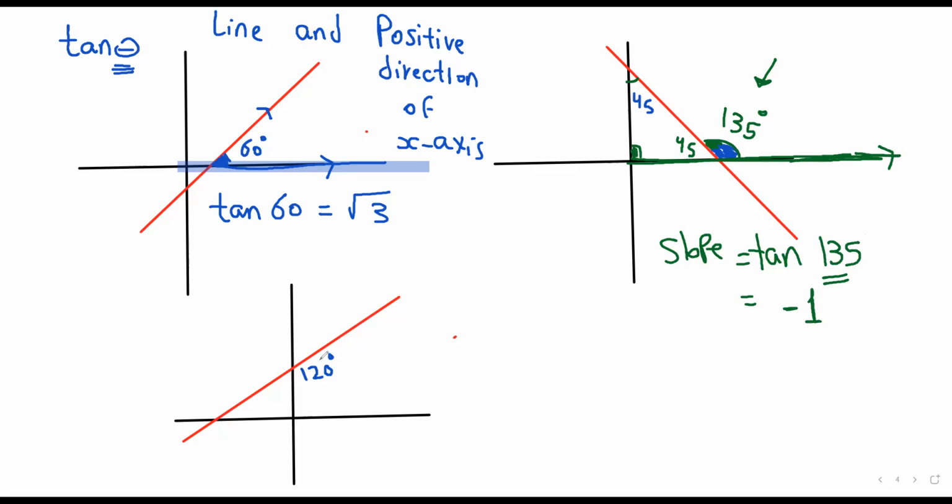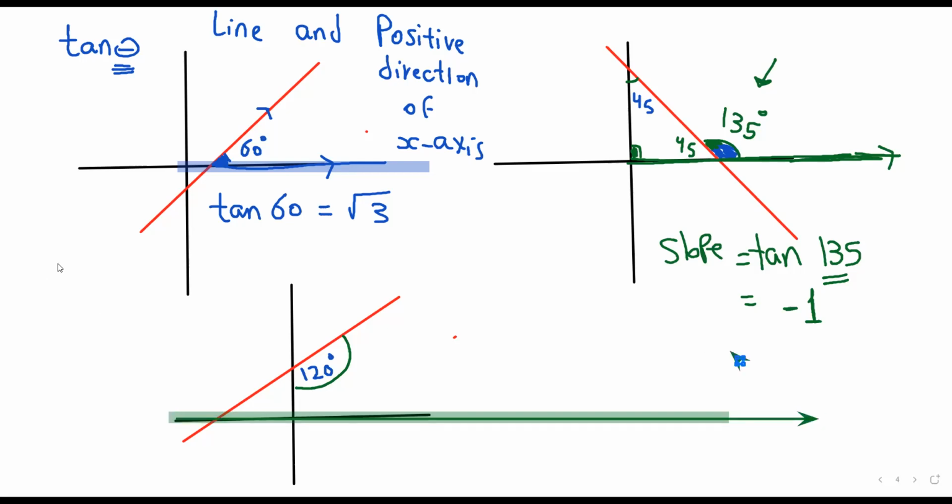Here I have this angle. This angle is 120. But this angle is between the line and the y-axis. No, I want to get the angle. It's not the required angle. I want to get this angle here between the line and the positive direction of x-axis. Here, it's the positive direction of x-axis. That's the positive direction of x-axis.